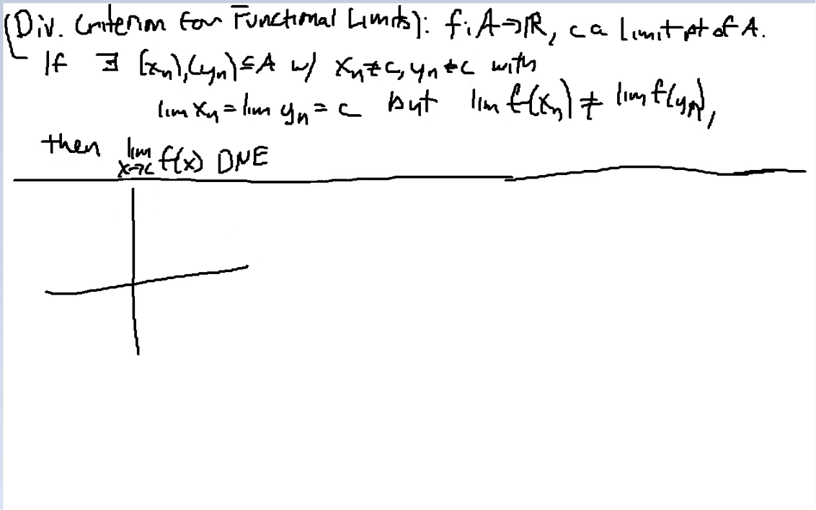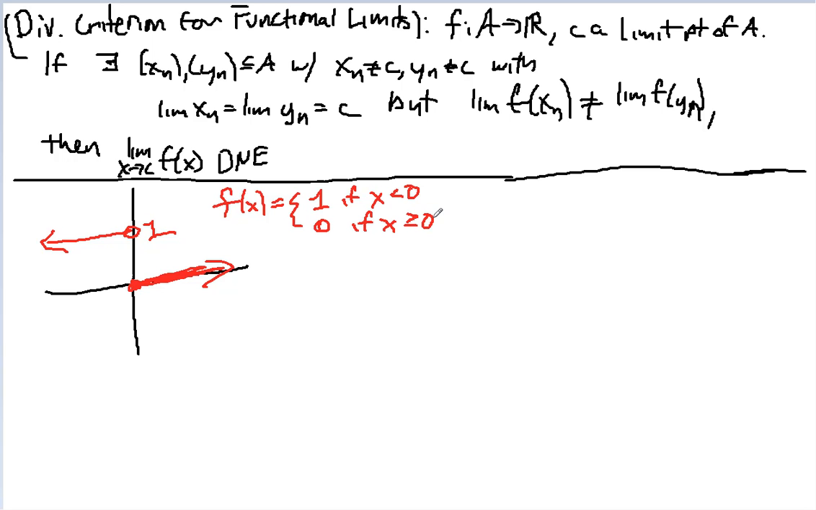Here is a function, and I'm going to draw the axes and the function in red. It continues on and on, so this is a value of 1. So basically what I have is f of x equals 1 if x is less than 0, and 0 if x is bigger than or equal to 1. And what I'm going to show is that the limit as x approaches 0 of f of x does not exist.